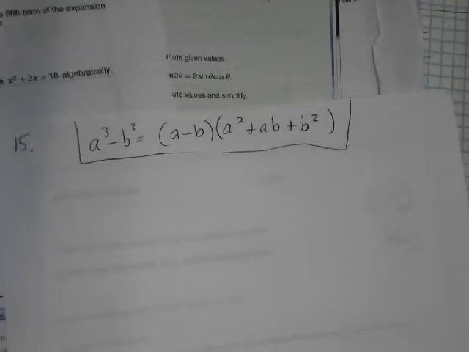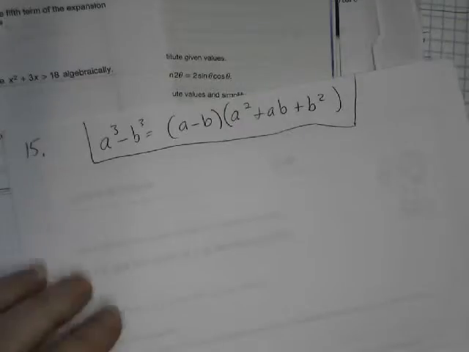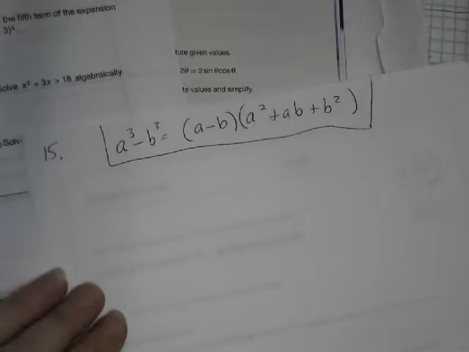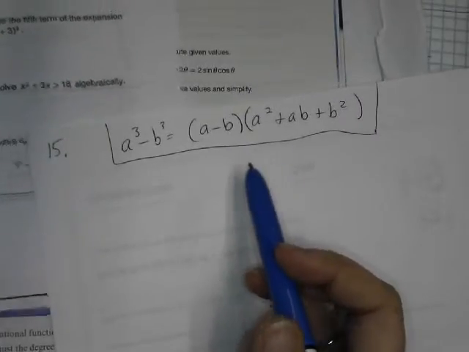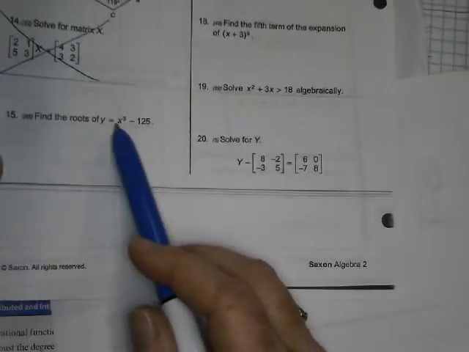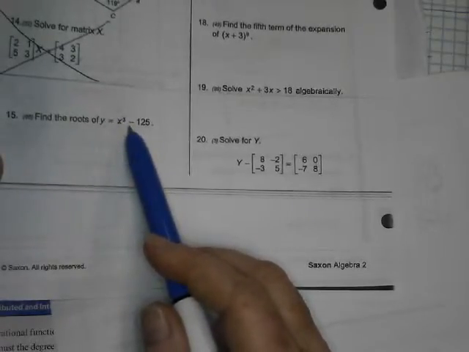Practice test 18A, number 15. Number 15 wants the roots of y equals x cubed minus 125. Well, there's a lot of different ways to find those roots, but I noticed I can take a shortcut. That's the difference of cubes right there. It's got a perfect cube, a minus sign, and a perfect cube.